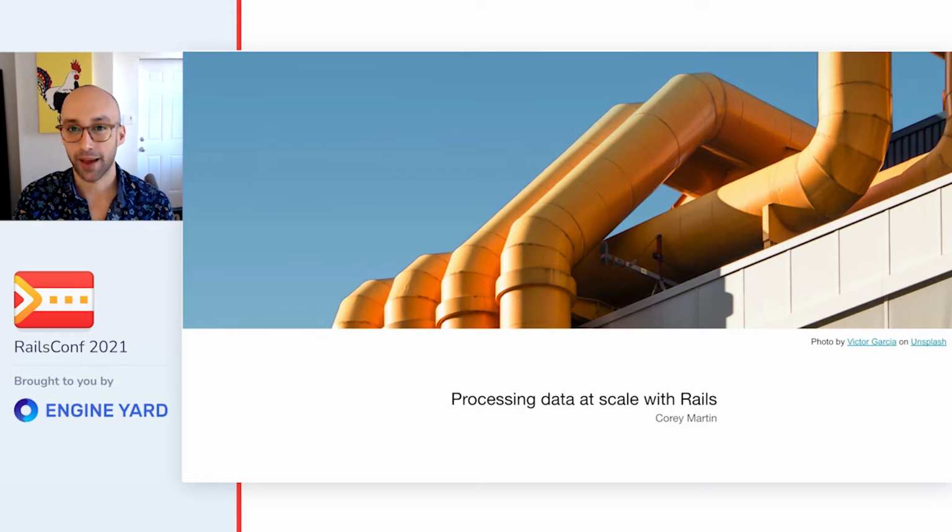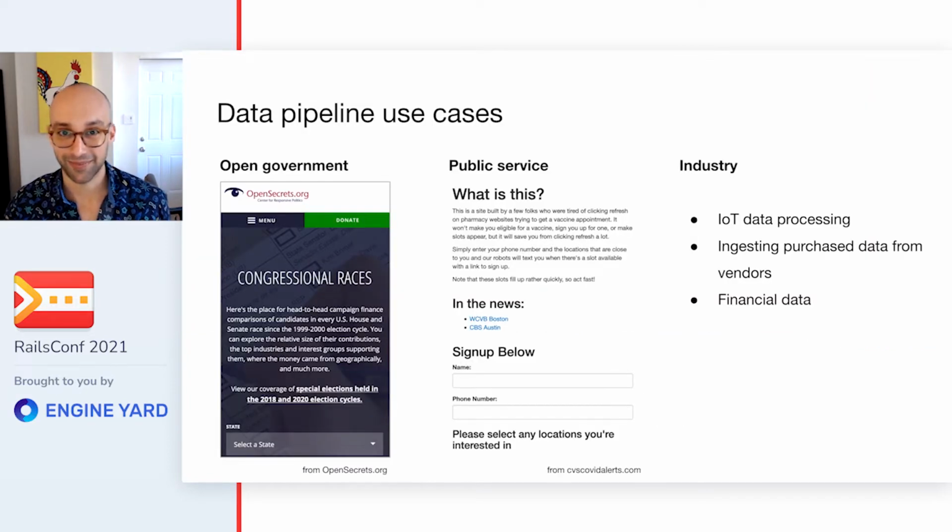This talk is about building a data pipeline in Ruby on Rails using the tools we know in the ecosystem. I'll be talking through an example of using familiar tools like Postgres, Sidekiq, Redis, and of course Rails to build a large-scale data pipeline. What is a data pipeline?